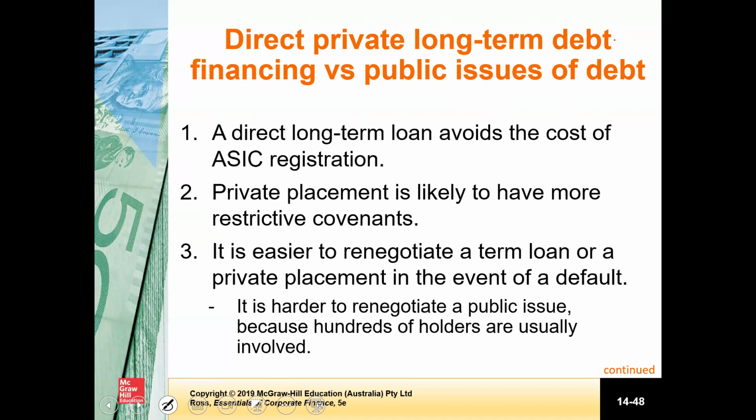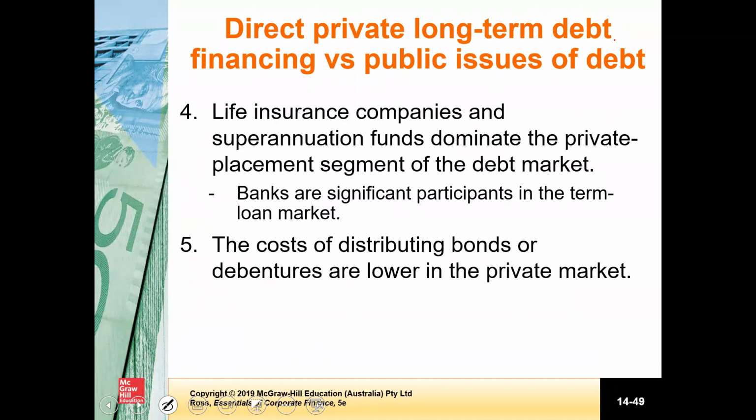That means if you have issued bonds, there are hundreds and thousands of geographically dispersed bondholders, so it will be very difficult to renegotiate. Life insurance companies and superannuation funds dominate the private placement segment of debt market. Banks are significant participants in the term loan market. The cost of distributing bonds or debentures are lower in the private markets.